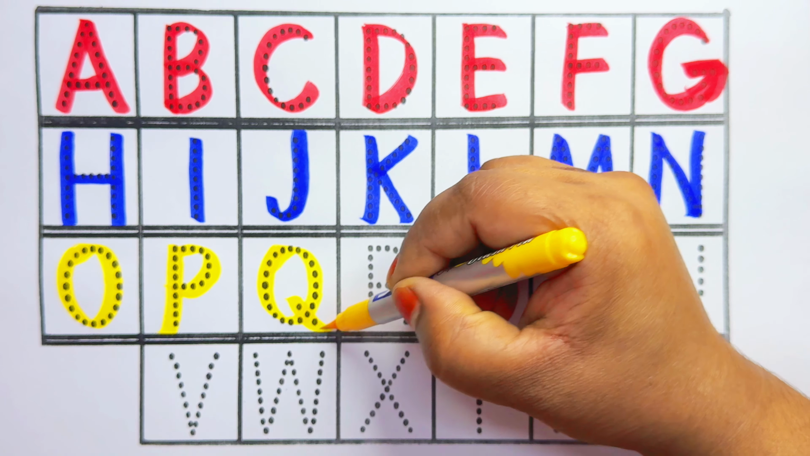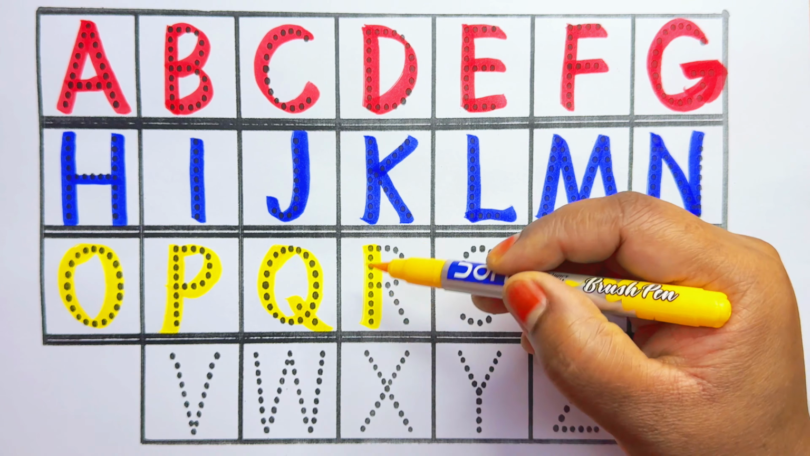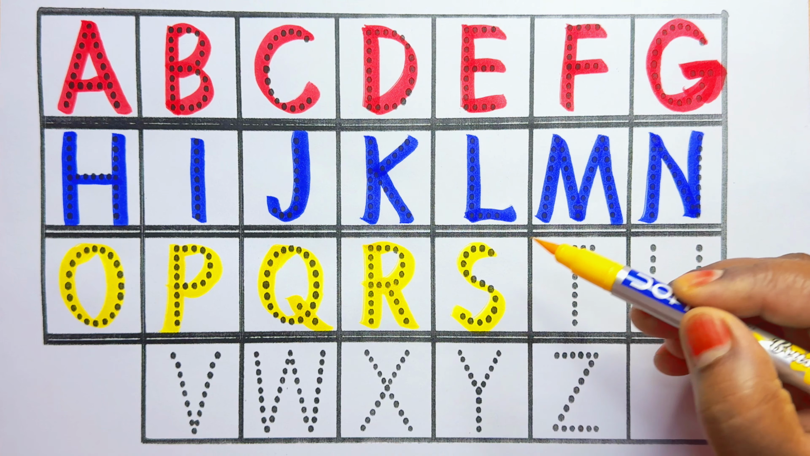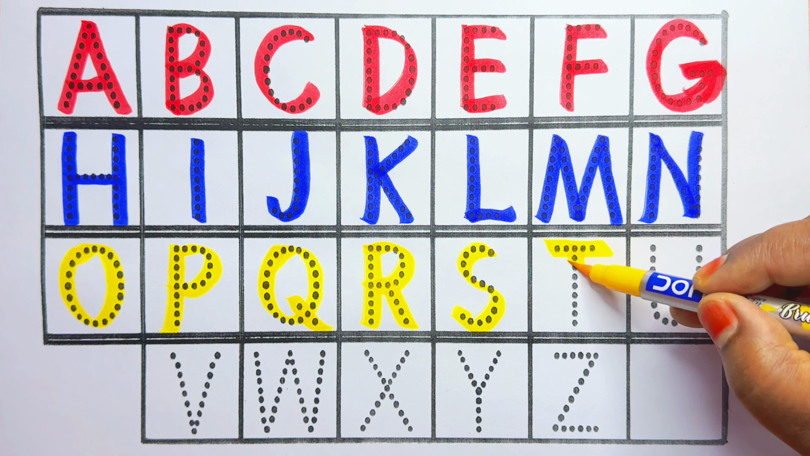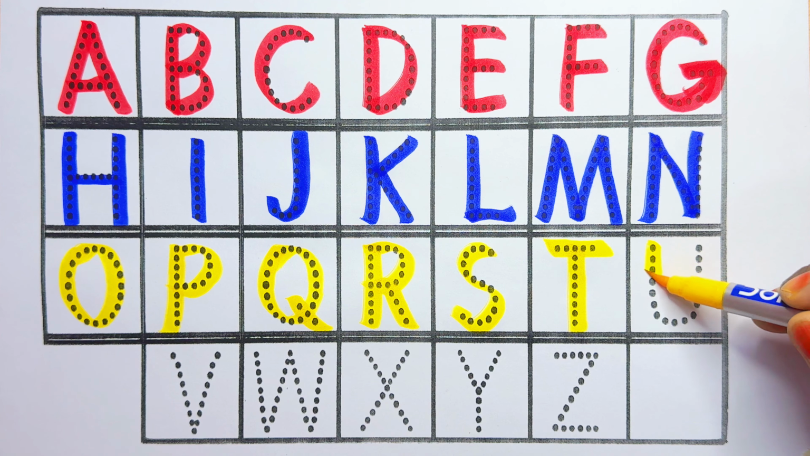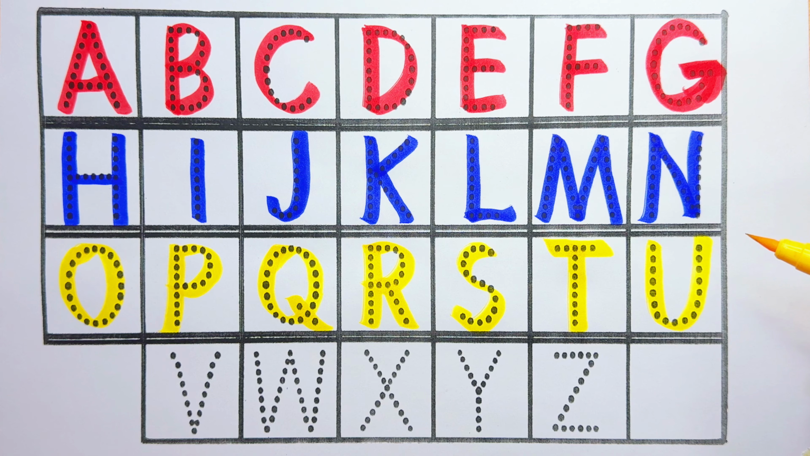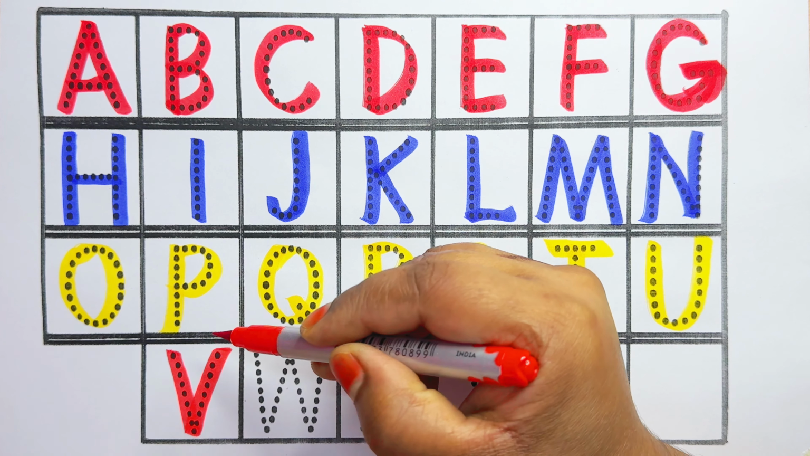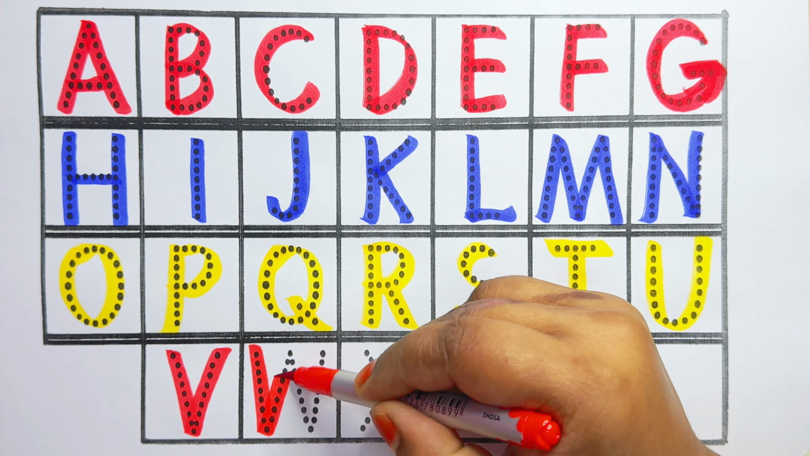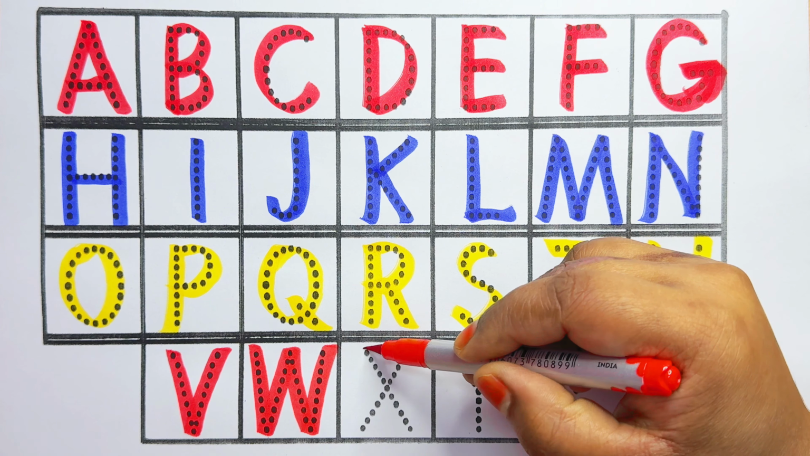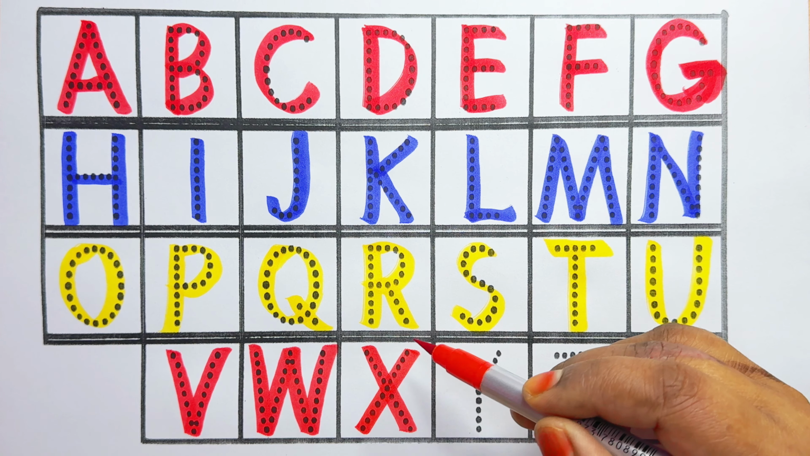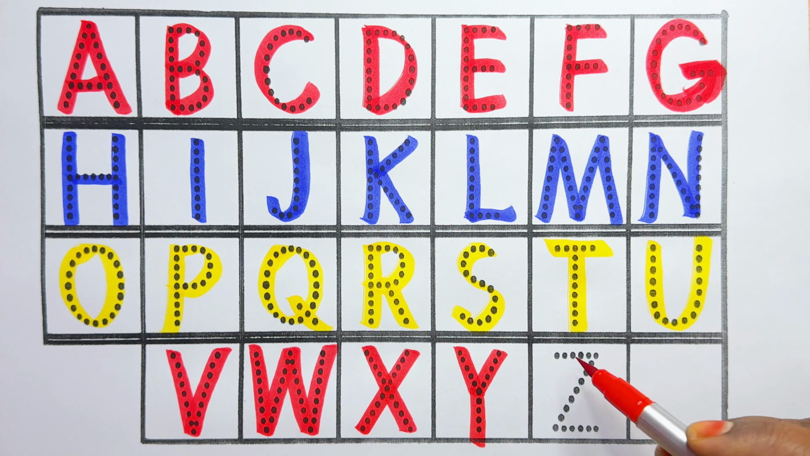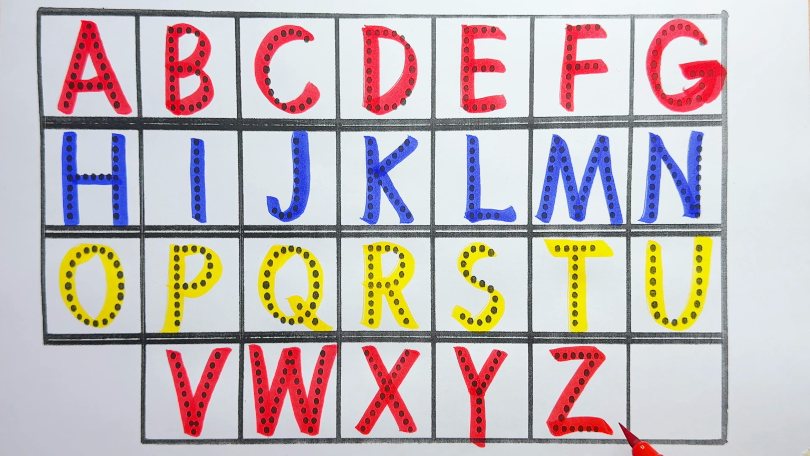Q for question. R for rainbow. S for sunflower. T for teacher. U for Uranus. V for violin. W for window. X for Xerox. Y for yam. Z for zebra.